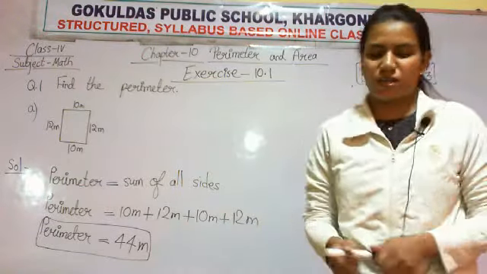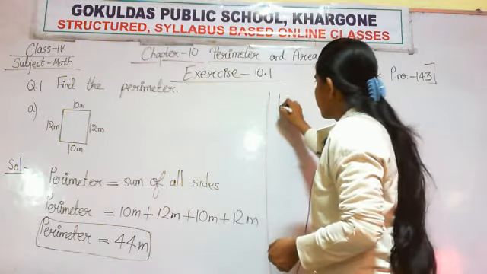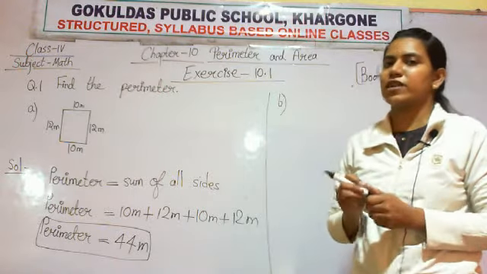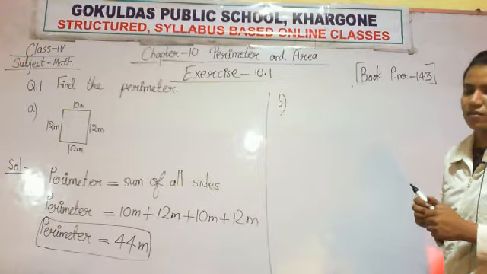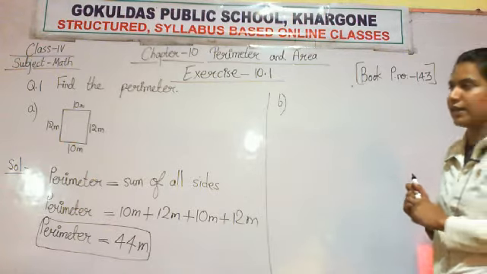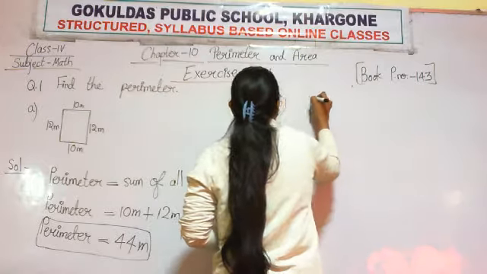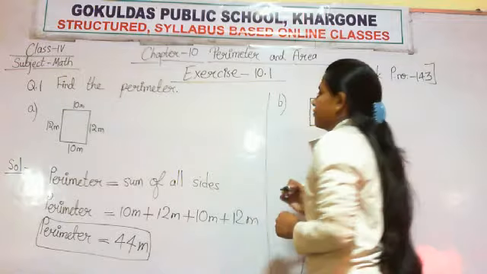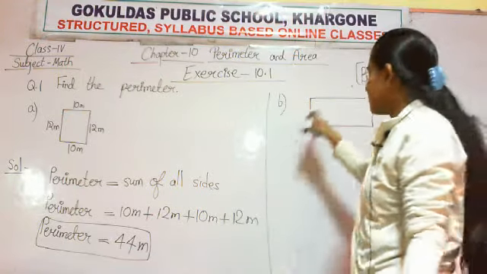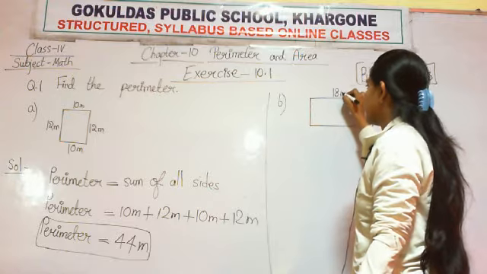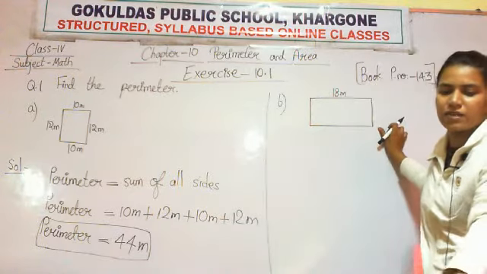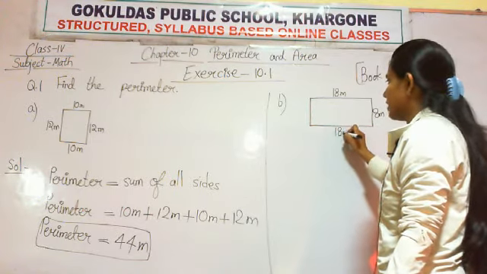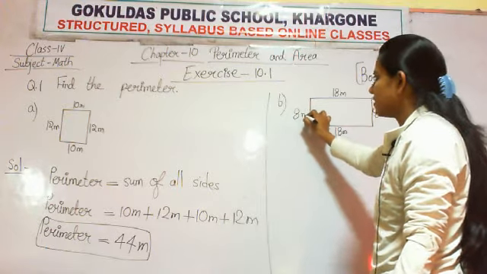Now let us do question number B. In question number B, see which figure is given, square or rectangle? The given figure is a rectangle shape. So draw a rectangle shape. Write the values of the sides. This side is given as 18 meters, so write 18 meter. This side is given as 8 meter. This side again 18 meter. And this side is given as 8 meter.